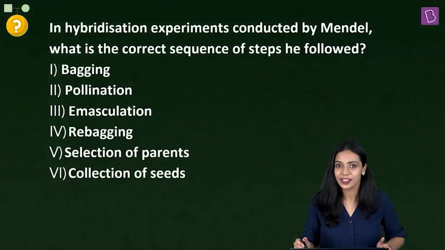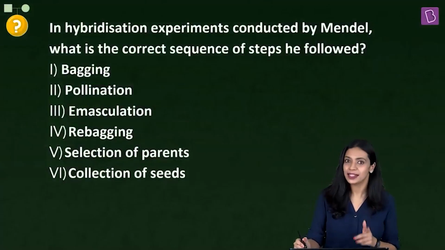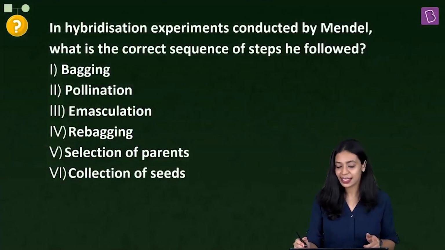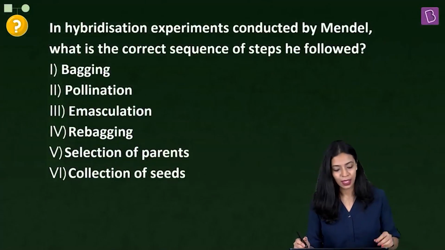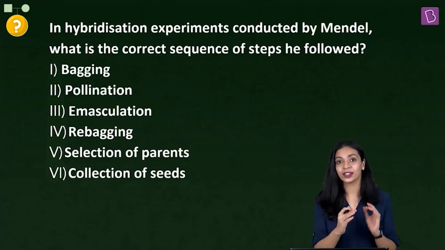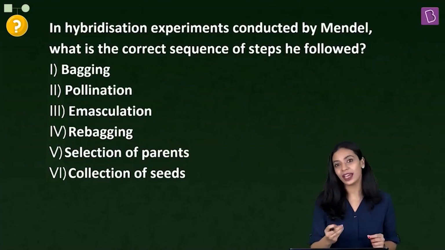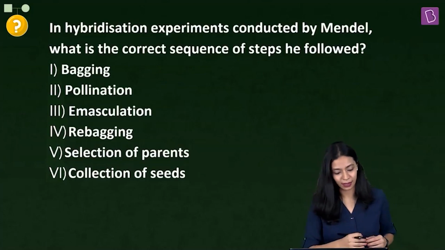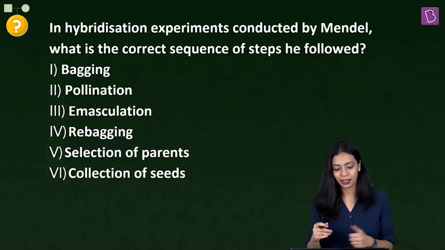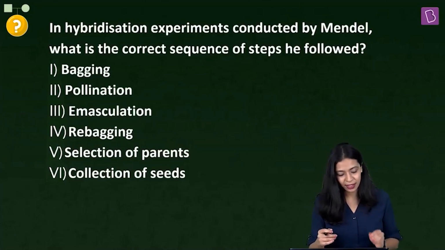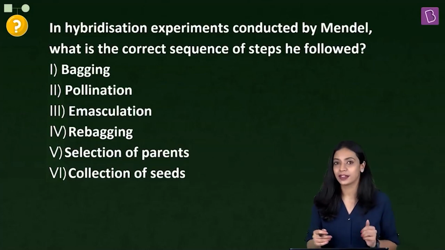Now, let's take a look at this question. In hybridization experiments conducted by Mendel, what is the correct sequence of steps he followed? So the steps that are involved in the process of hybridization are given here. It is not in the correct sequence, and we have to find out which is the right sequence of steps that was followed by Mendel. So the steps are bagging, pollination, emasculation, rebagging, selection of parents, and collection of seeds.